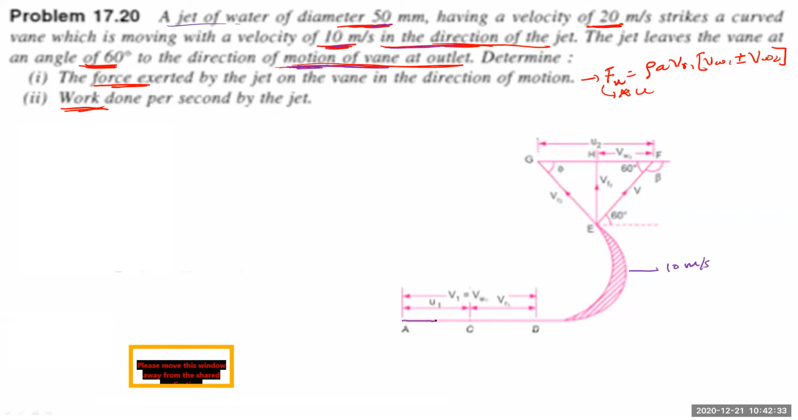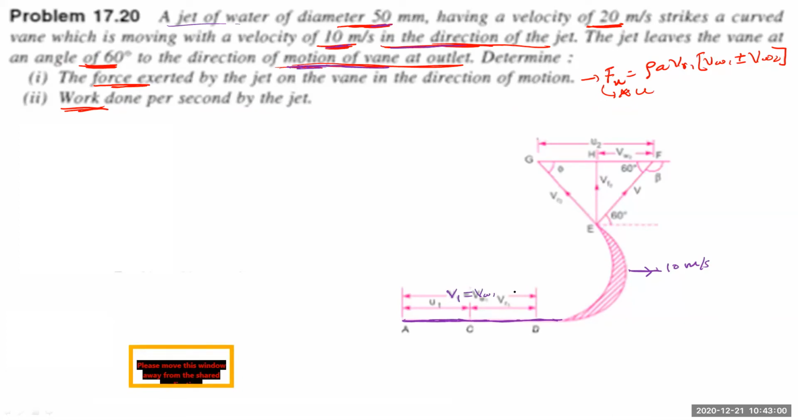So this jet is striking the vane in the direction of motion of the vane. This is the direction of motion of the vane, so this is your V1. So for this case, your V1 equals VW1, the horizontal component. As you can see here, it is clearly written V1 equals VW1.